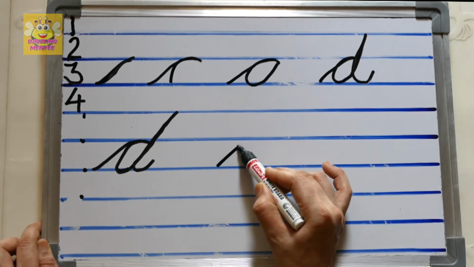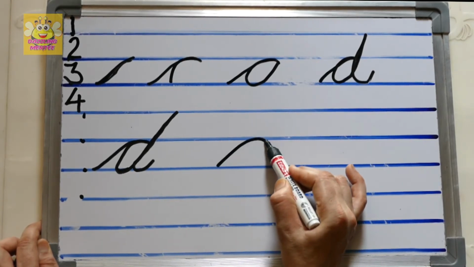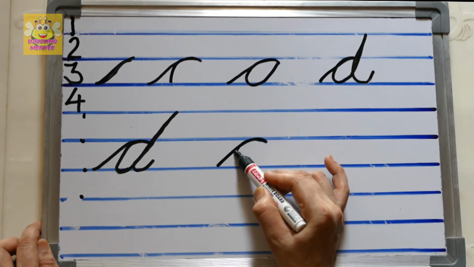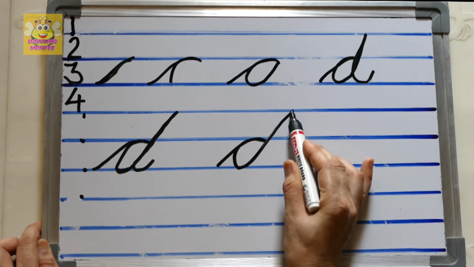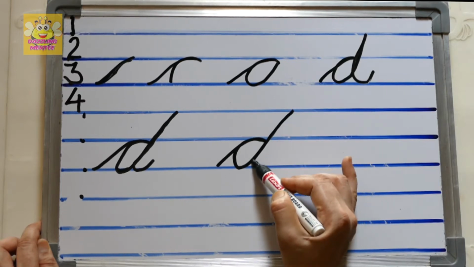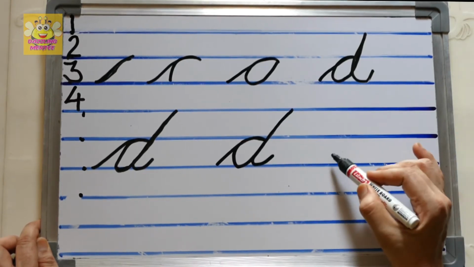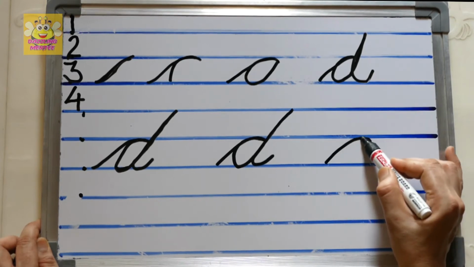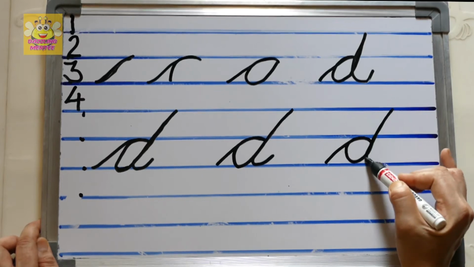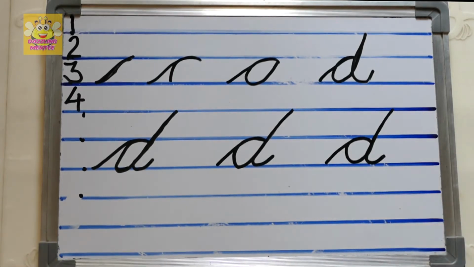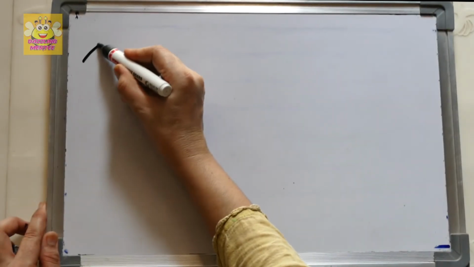Again I write for you. See? Very nicely, and always prefer to write in a slanting position. D. Once again I write for you. D. So which alphabet is in front of you? D.